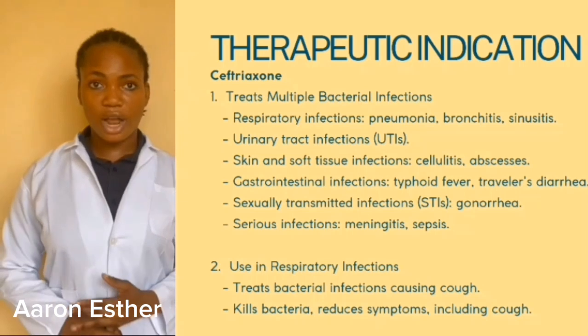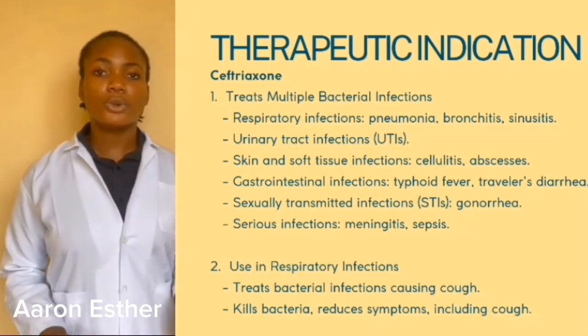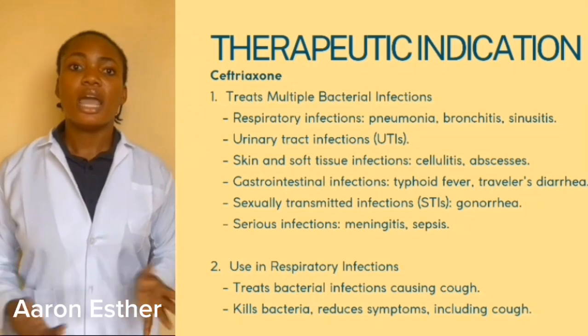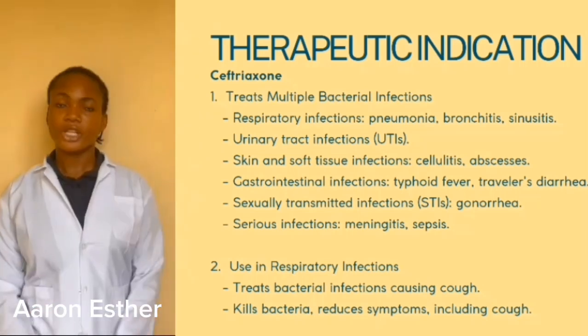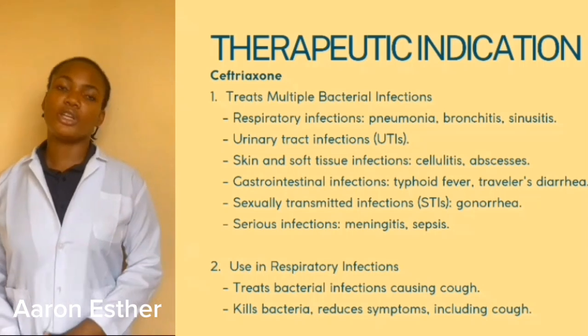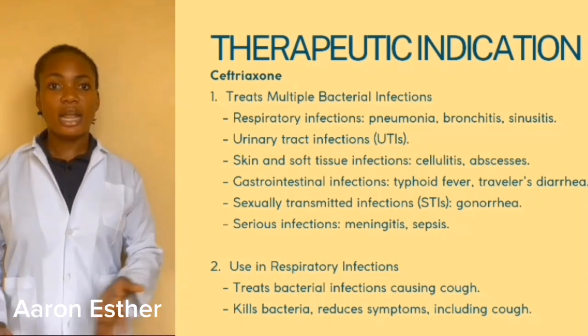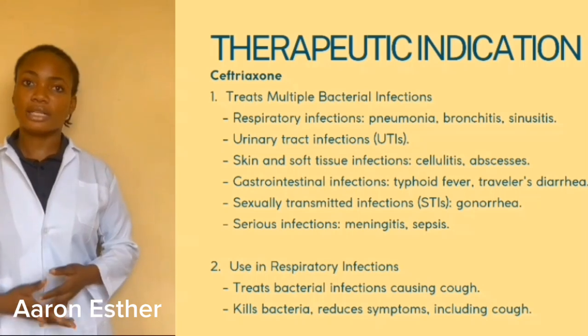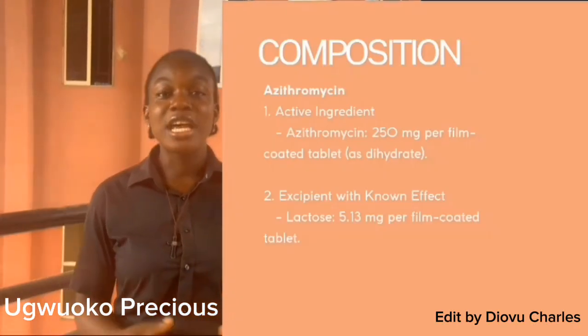3. Ceftriaxone. Ceftriaxone is indicated in the treatment of diseases caused by bacterial infections. 1. Respiratory tract infection. Example, bronchitis and sinusitis. 2. Sexually transmitted diseases. Example, gonorrhea. 3. Urinary tract infections. 4. Skin and soft tissue infections. Example, abscesses and sinusitis. Then the last one, severe infections. Example, sepsis and meningitis.